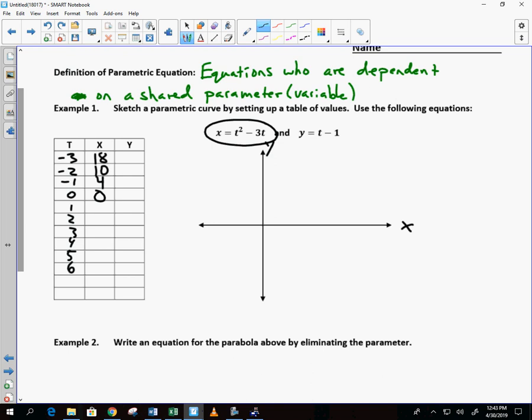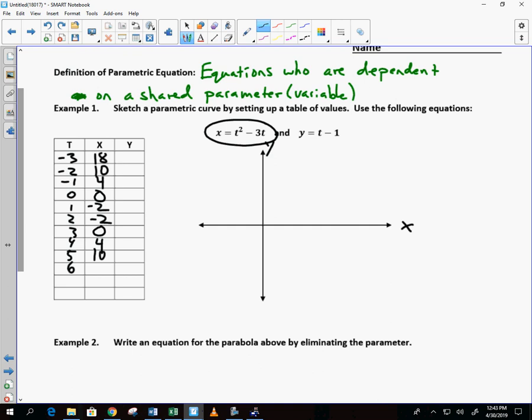1 squared is 1. Minus 3 is -2. Plug in the 2. 2 squared is 4. Minus 6 is -2. 3 squared is 9. Minus 9 is 0. 4 squared is 16. Minus 12 is 4. 5 squared is 25. Minus 15 is 10.